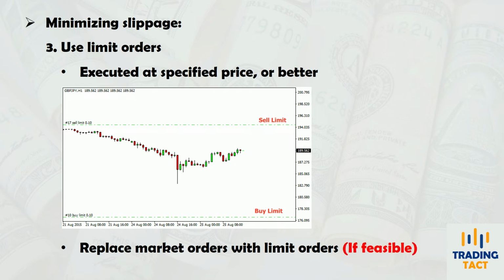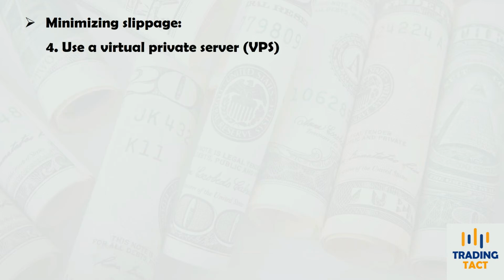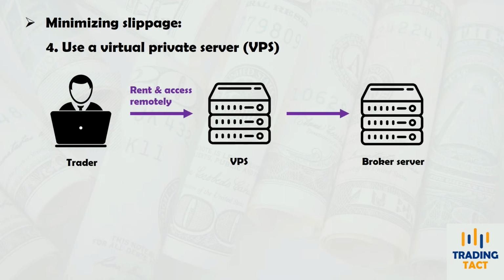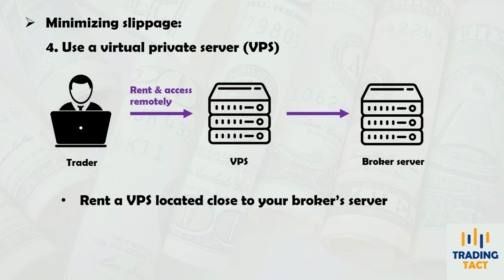When you need to exit the market in a hurry, for example when your stop loss is hit, the immediate execution of a market order will come in handy. Lastly, you can use a Forex Virtual Private Server or VPS. A VPS is a computer that you can access remotely and house your MT4 platforms on. The key is to select a VPS that is located close to your broker's servers. This will minimize latency and keep slippage low.